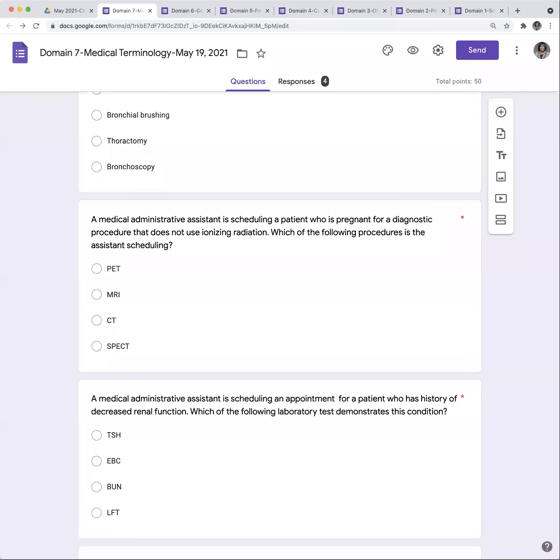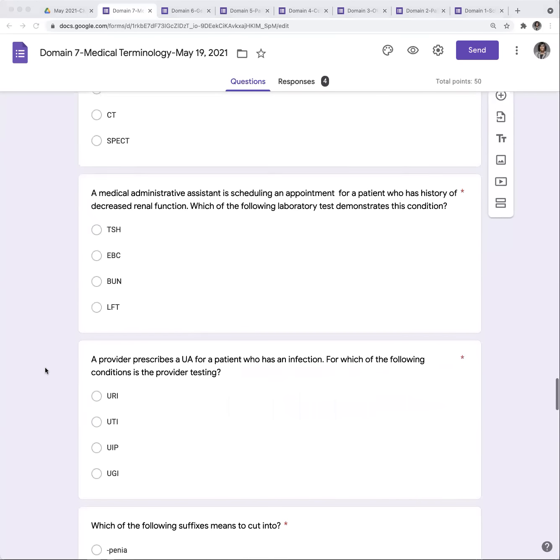Right. And you don't have to get what? 100. Yeah. Just pass it. You don't have to get 100, right? So don't allow the test to throw you off and you spend 5 minutes looking at the screen. So the answer is MRI. It does not use ionizing radiation.